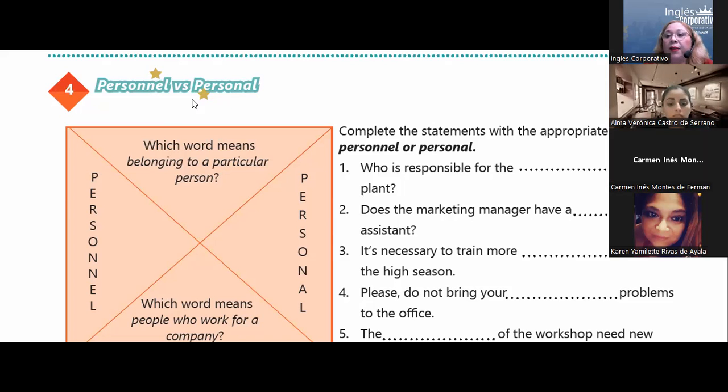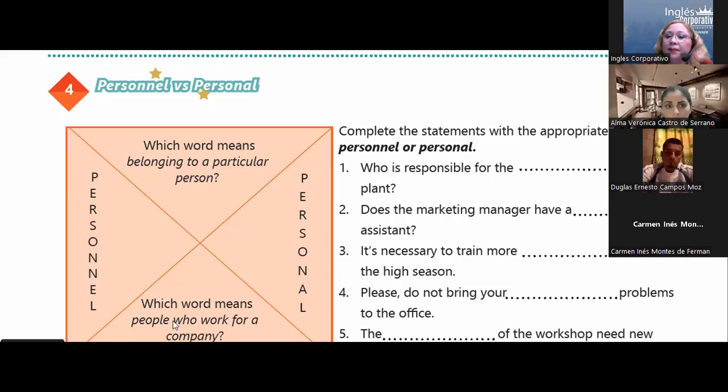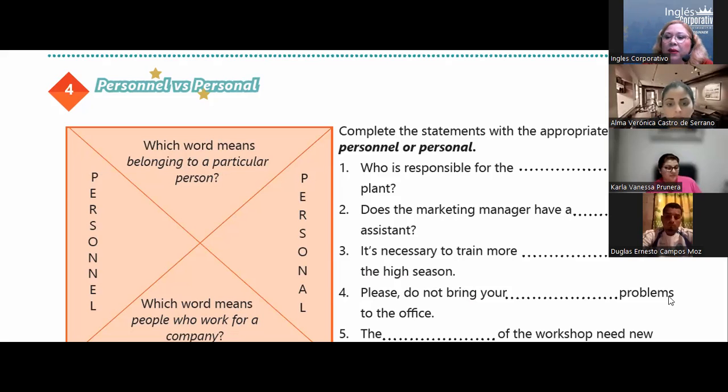Which of these words do you think means belonging to a particular person? Is it personal or personnel? Personal. Inherent to the person, right? Things that belong to a particular person. The other word, personnel, means people who work for a company, the staff. Synonyms, right? Are we okay so far? Great.